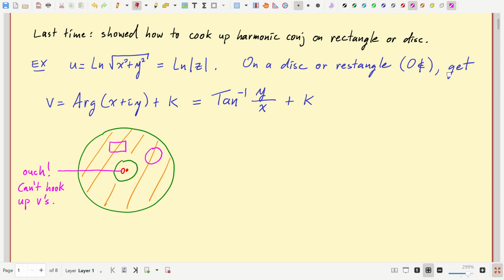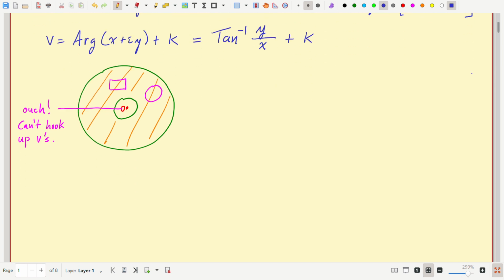Let's see, maybe I should say that when I do this, I should take minus infinity to 0, not in the disk or the rectangle. Anyway, I'll say more about that as we get more comfortable talking about the complex log functions.